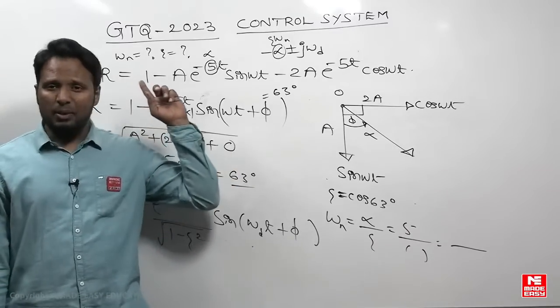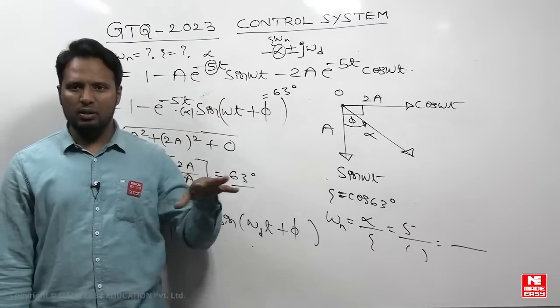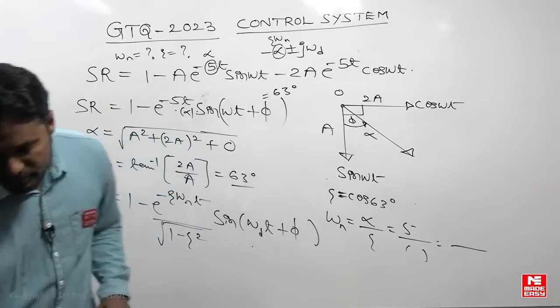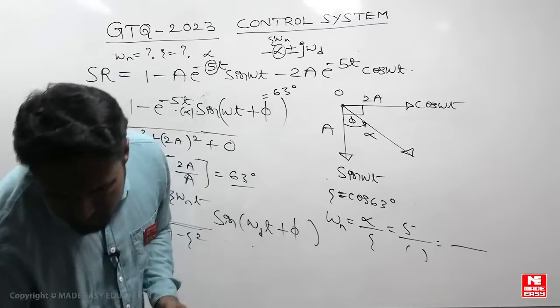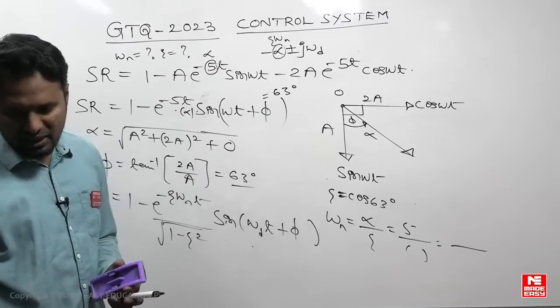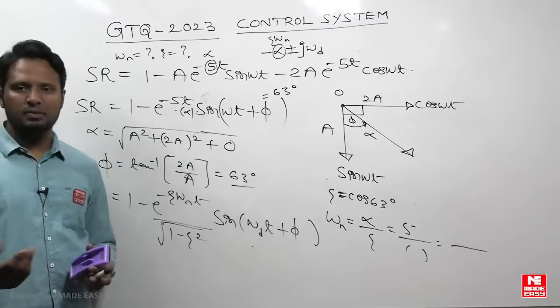So earlier I said about settling time. Now this is something different. Yeah, 0.45, you're right. The zeta value is 0.45. Correct.